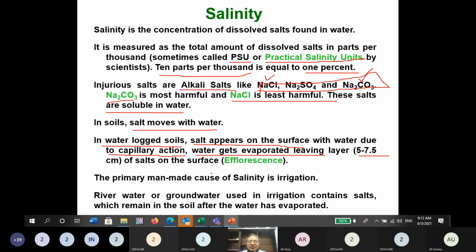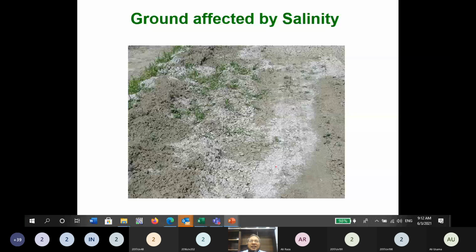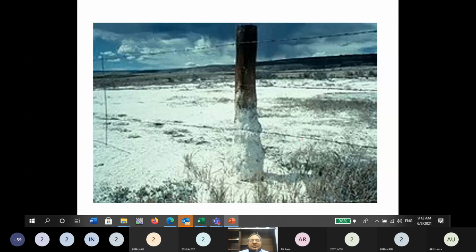That thickness of salt on the surface is called efflorescence, like this. Have you seen such efflorescence on lands? Have you ever seen it? Yes, sir. You can see that very thick surface of efflorescence. So this is called efflorescence.